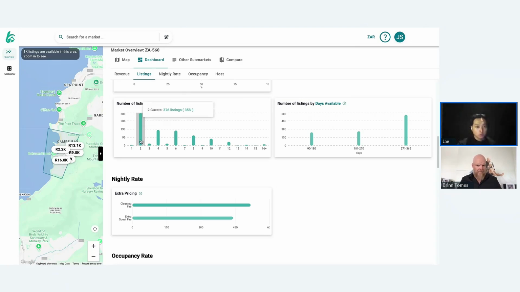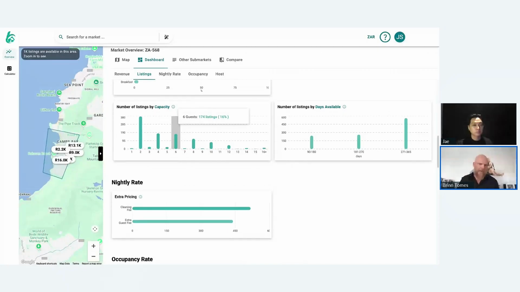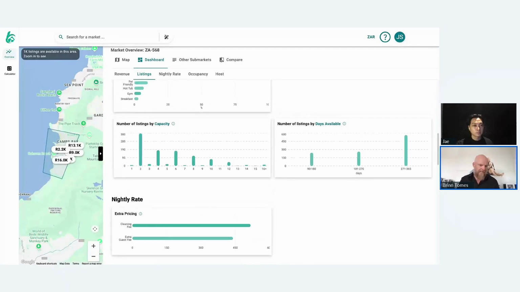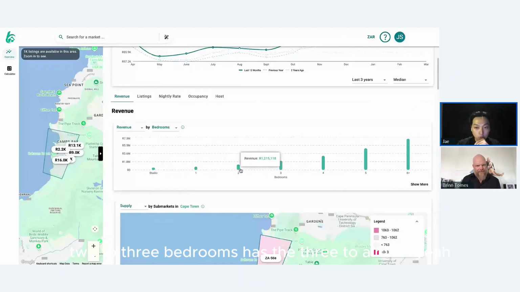Like 35% of the listings allow maximum 2 guests only. And only 13 listings allow 16 plus guests in this area. So it looks like the sweet spot is between 4 and 6, because if you look at the bedrooms, 3-bedroom and 4-bedroom looked like they had the highest growth rate compared to the others. Right. Yeah, as you said, 2 to 3 bedrooms, 3 to almost 4.